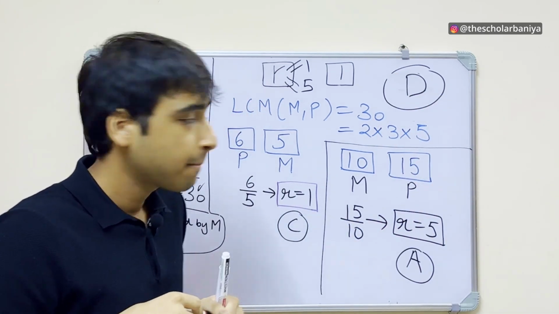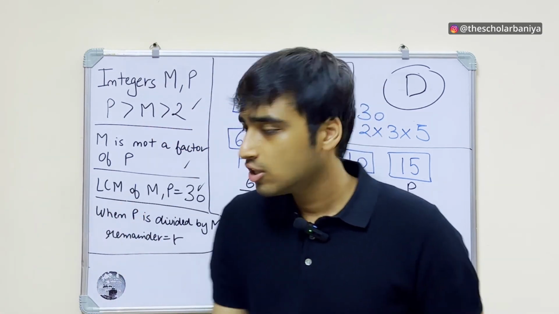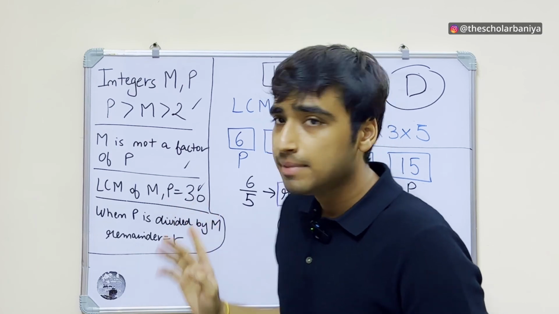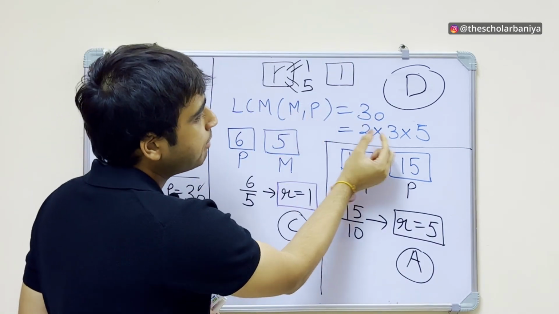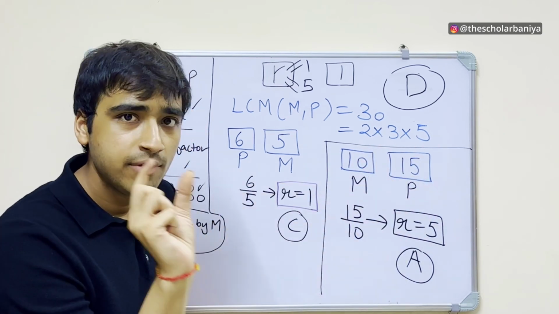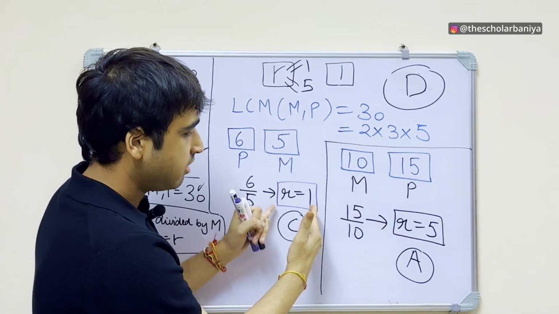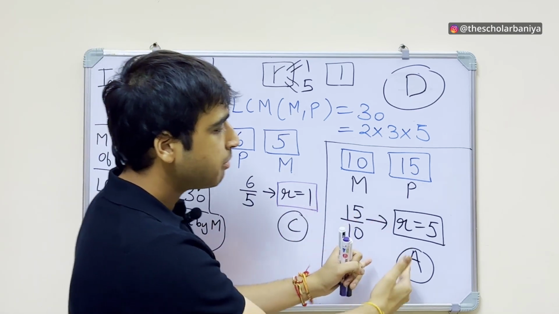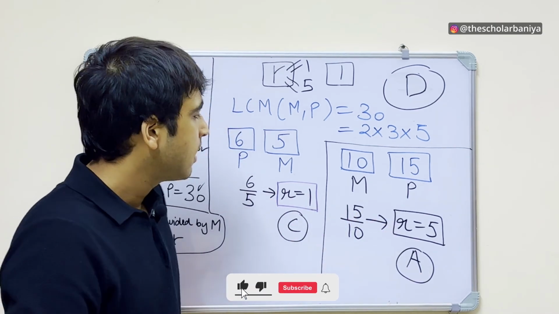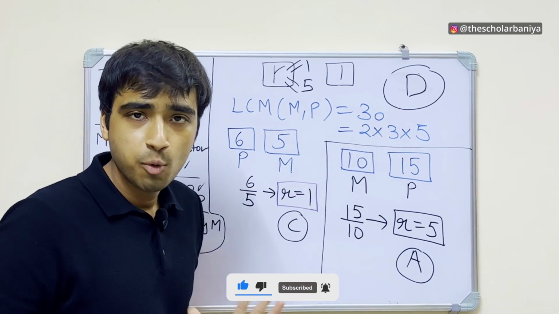There should be no doubt. Simple question. So how did we start the question? We started the question with this because we were told that the LCM of M and P is 30. So we broke down 30 into its prime factors, 2 into 3 into 5. Then we took two numbers such that for some numbers the remainder is 1 and for some numbers the remainder is 5. That is what we intended to show. And therefore we can finally say that the answer is D. I hope this should be clear.